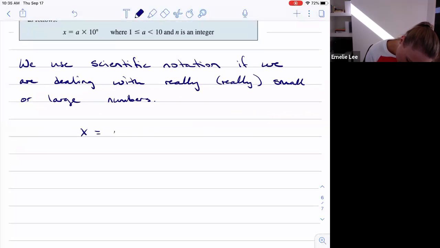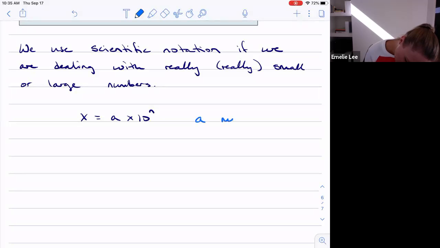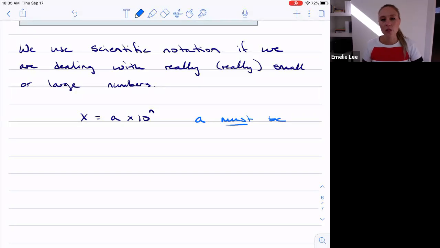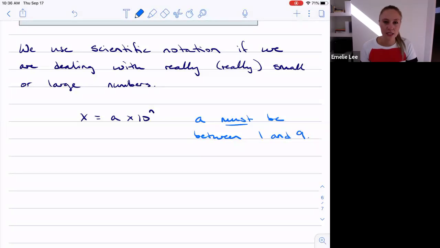So if you have x is a times 10 to the n, a must be between 1 and 9, right? So you can't have 0.14 because that should be just 1.4 in scientific notation, and then you'd have to deal with that extra decimal move in the 10 to the power of whatever. A must be between 1 and 9.